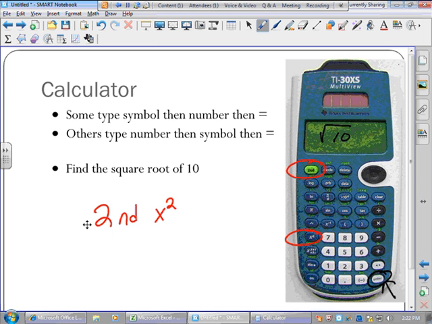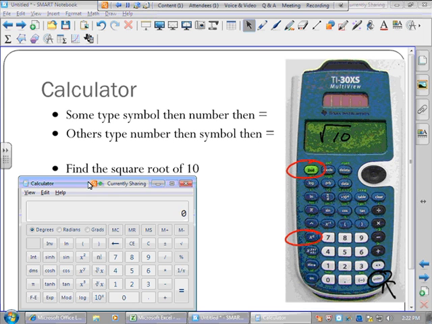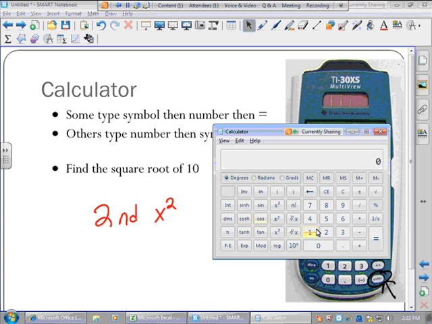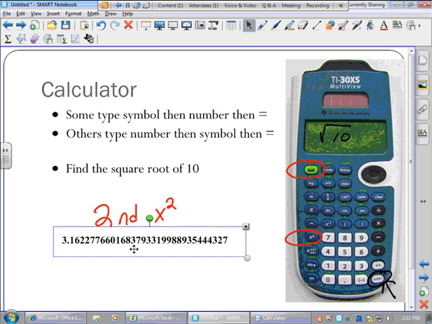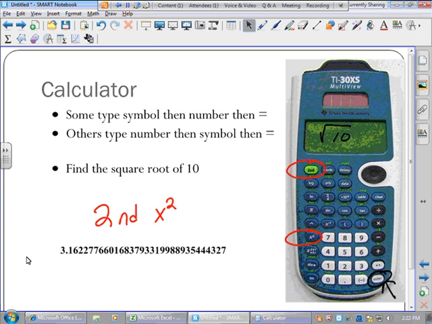Okay, now I don't actually have a virtual calculator like that, but I can get the answer on this one. And of course, we're going to want to round that off. This kind of square root goes on and on and on. So I would say that the square root of 10 is about 3.16. It's close to, not exactly 3.16, but that's rounded off.